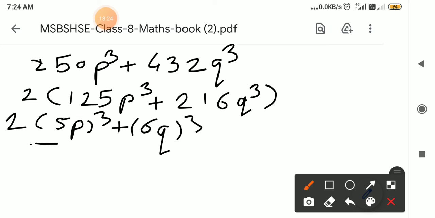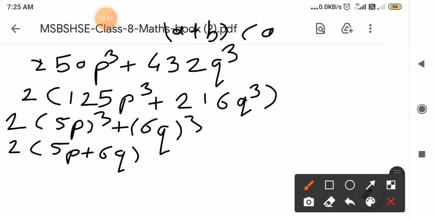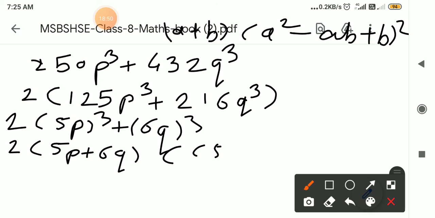Now you have this example in the form of our formula, that is a cube plus b cube. So the next step is to first do the addition of both: 5p plus 6q, according to the formula, that is (a plus b)(a square minus ab plus b square). So a square means what will come here? 5p.